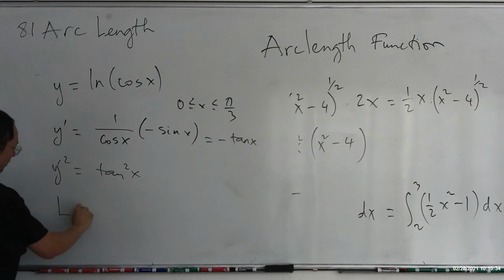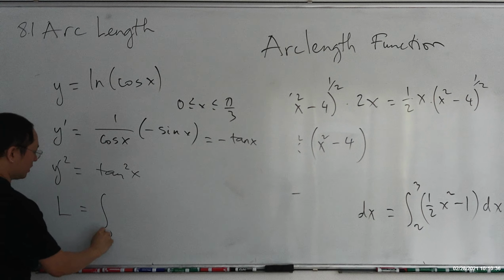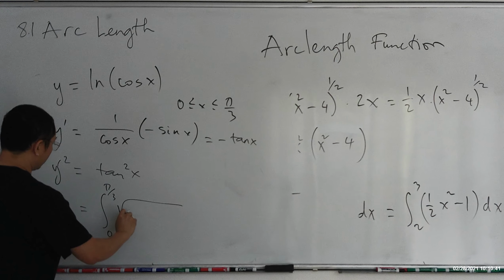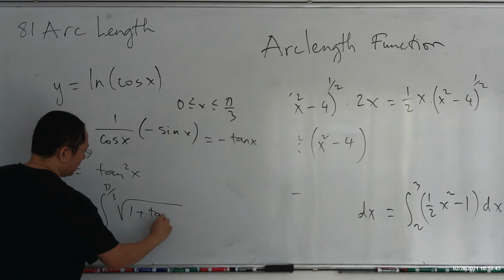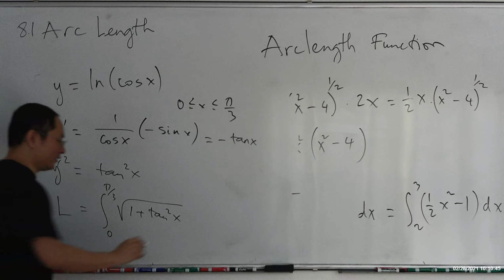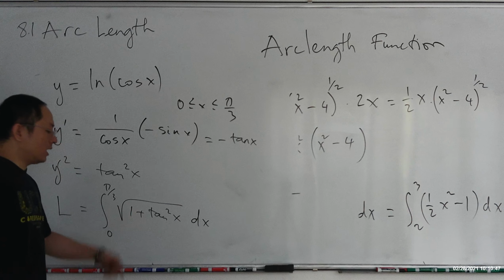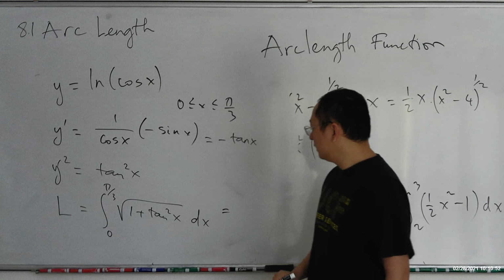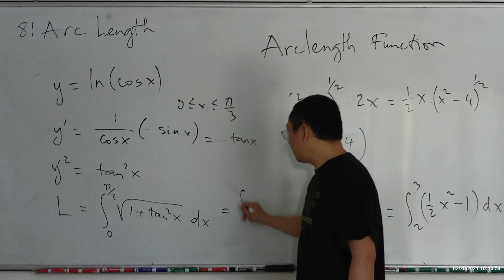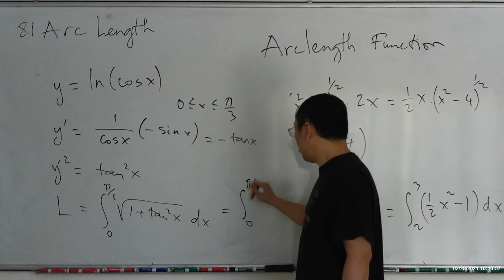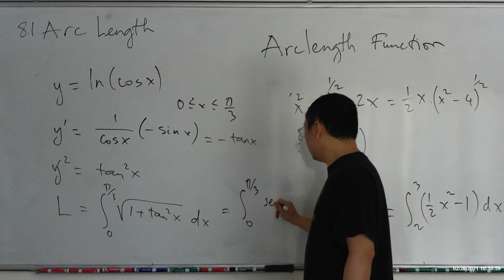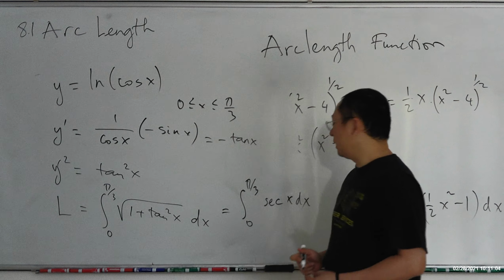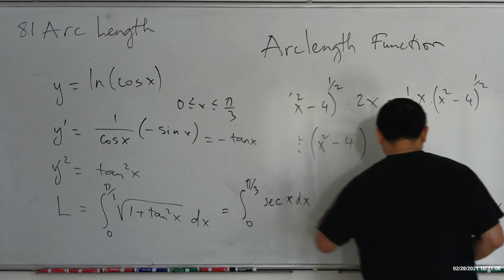The length is calculated as the integral from 0 to pi over 3 of the square root of 1 plus y prime squared, so 1 plus tangent squared of x, dx. You see, it's very nice, right? And 1 plus tangent squared is secant squared, I think. The integral from 0 to pi over 3 of the square root of secant squared, which is secant of x, dx. I think that we have a formula for secant that I gave you before.